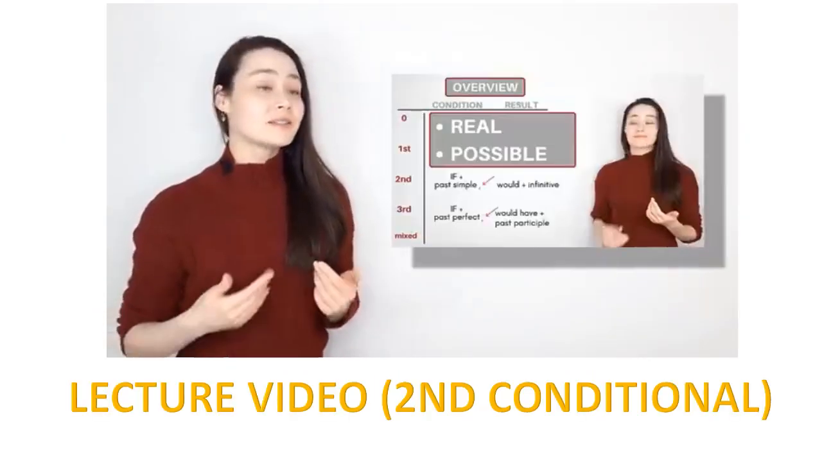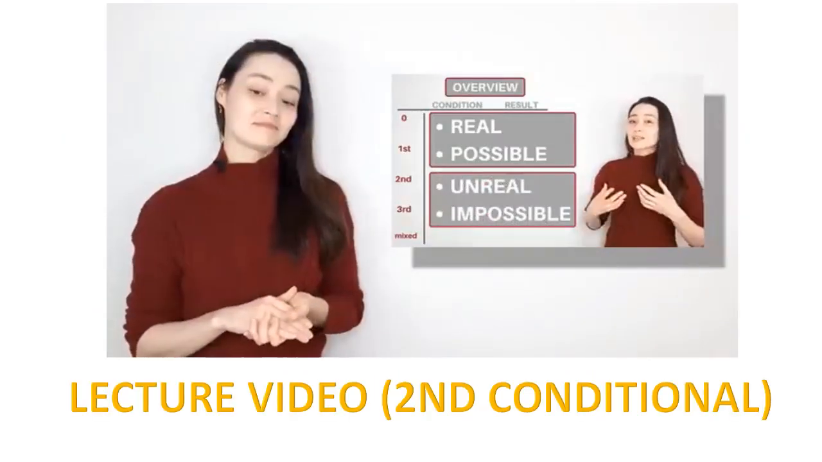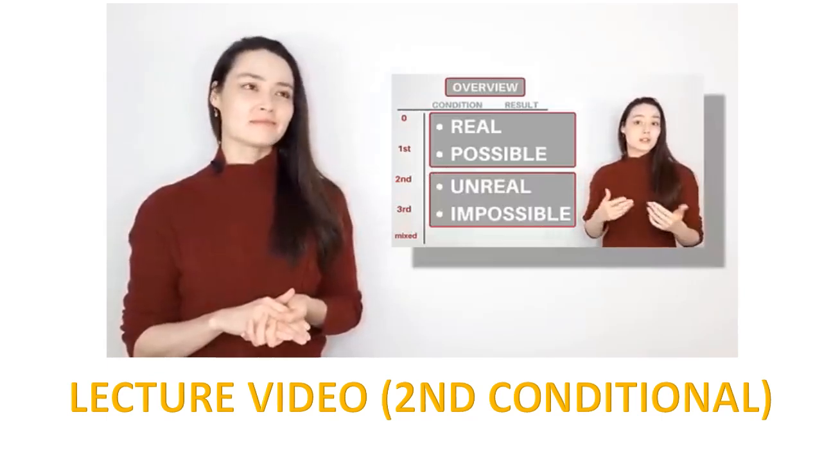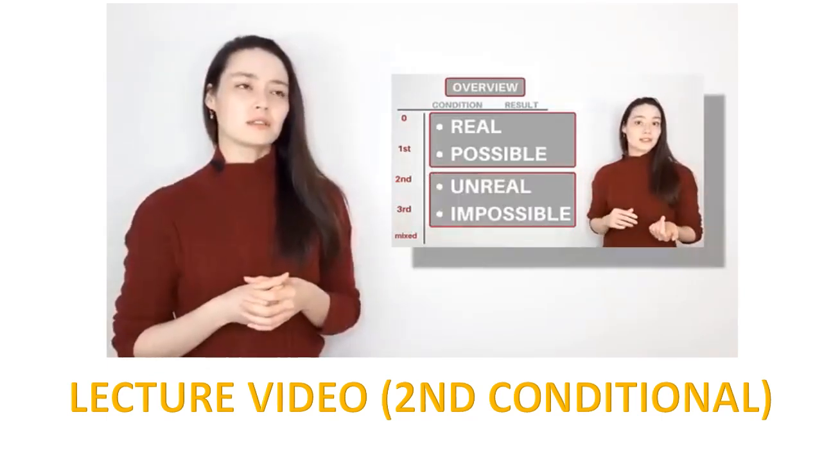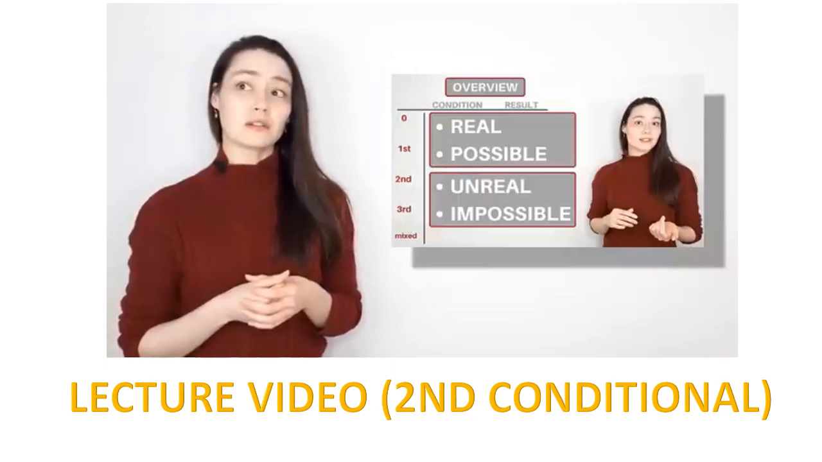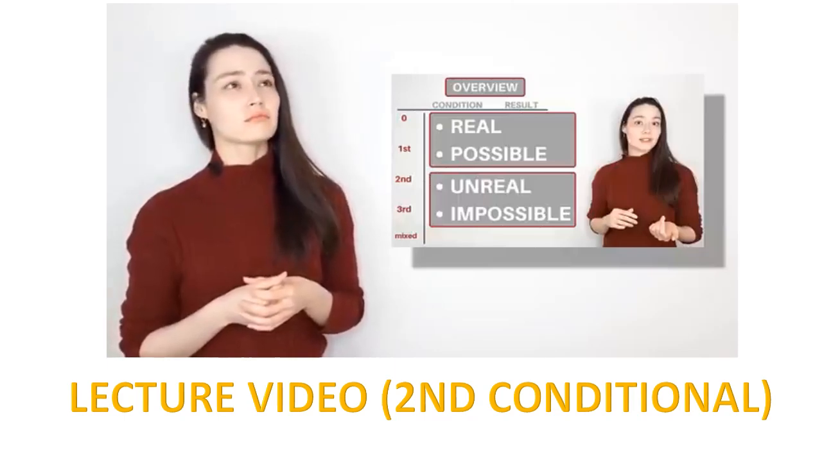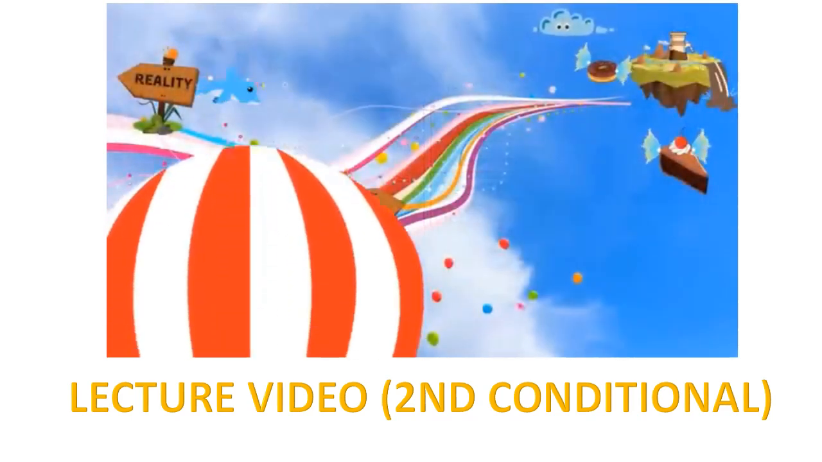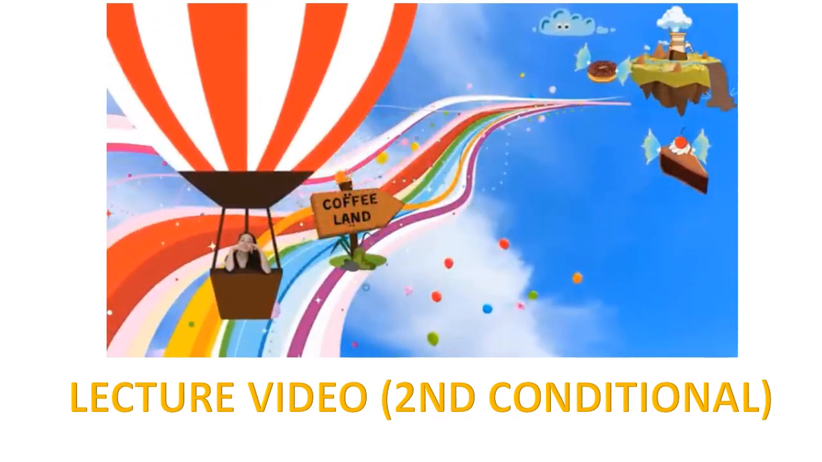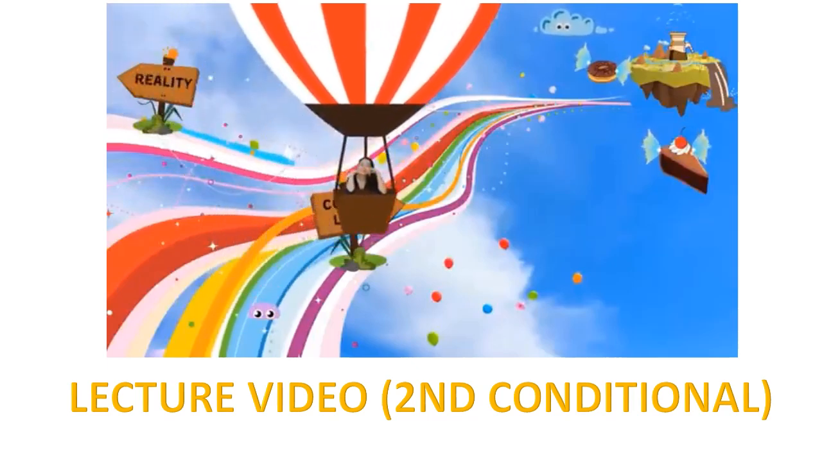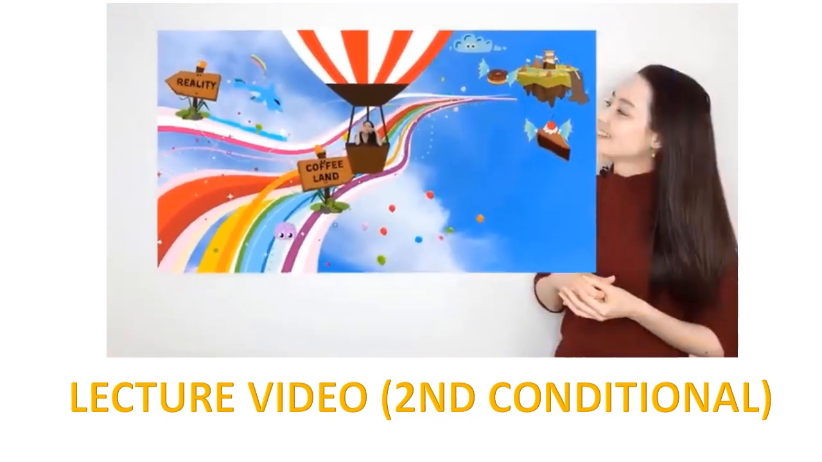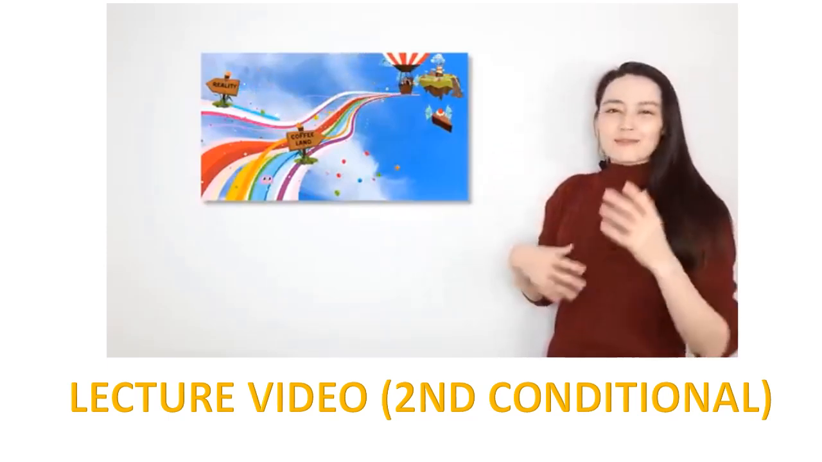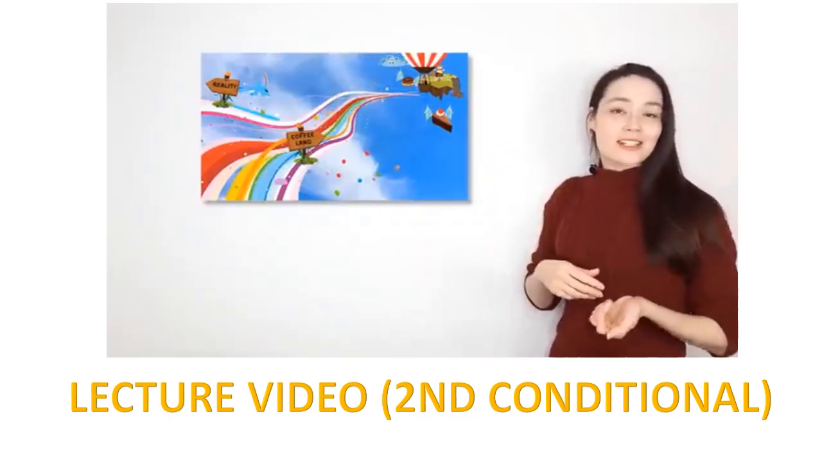Earlier I said the second and third conditional express impossible, hypothetical, unreal conditions and results. Unreal, impossible, hypothetical. So just keep that feeling in mind as we look at the second and third conditional.